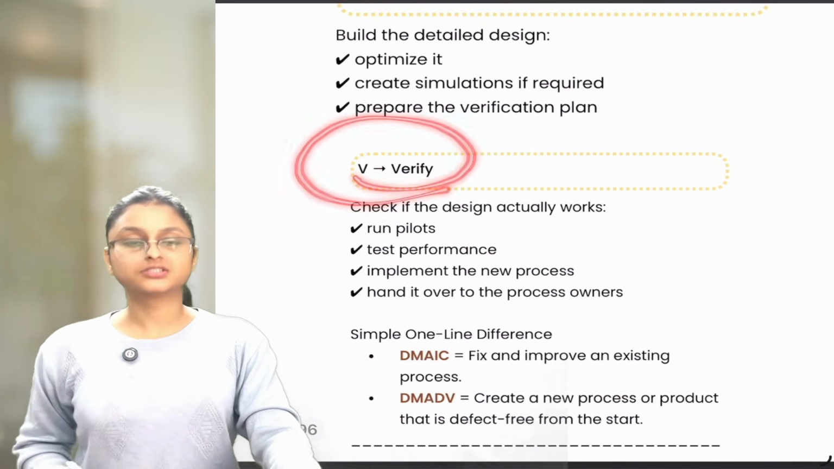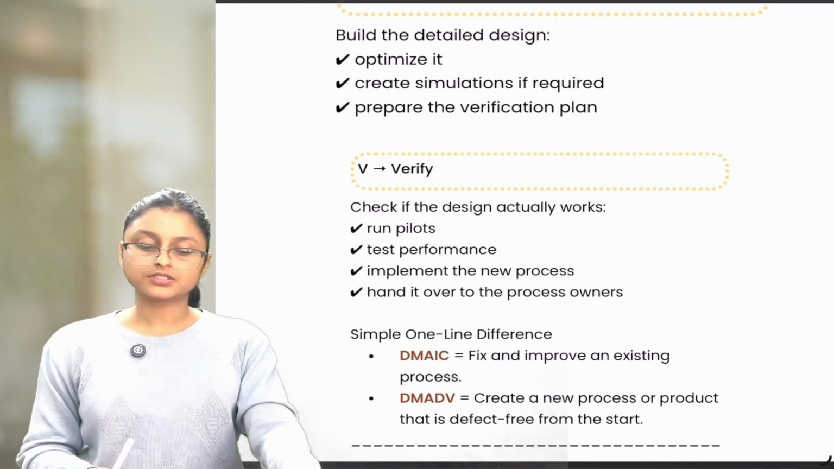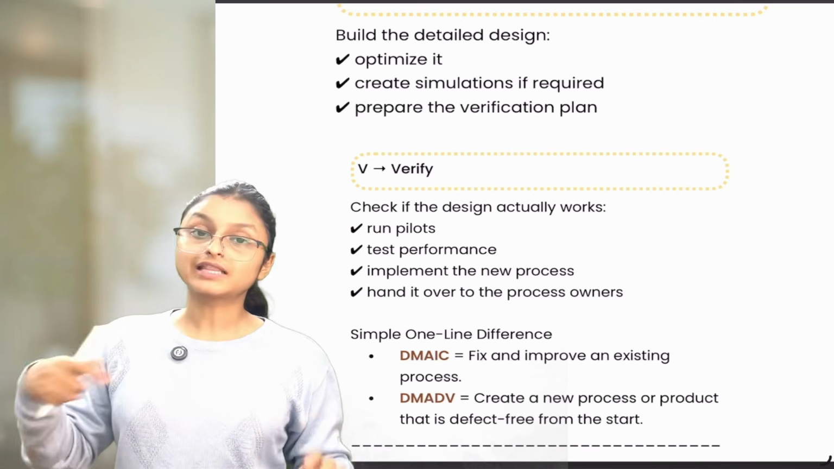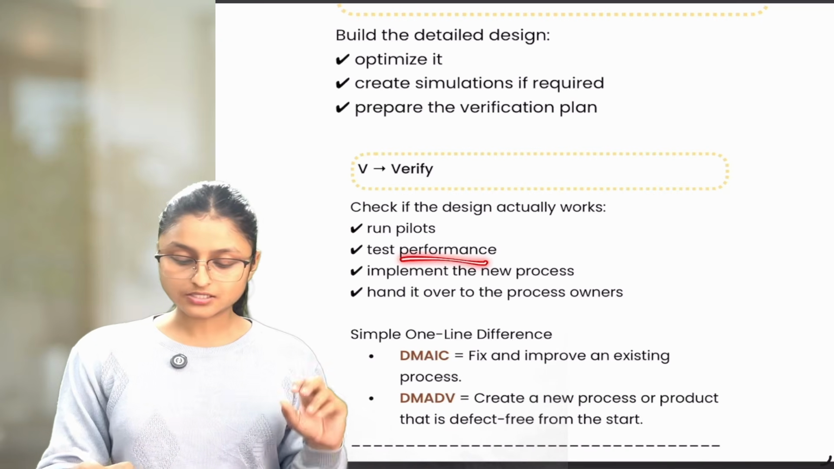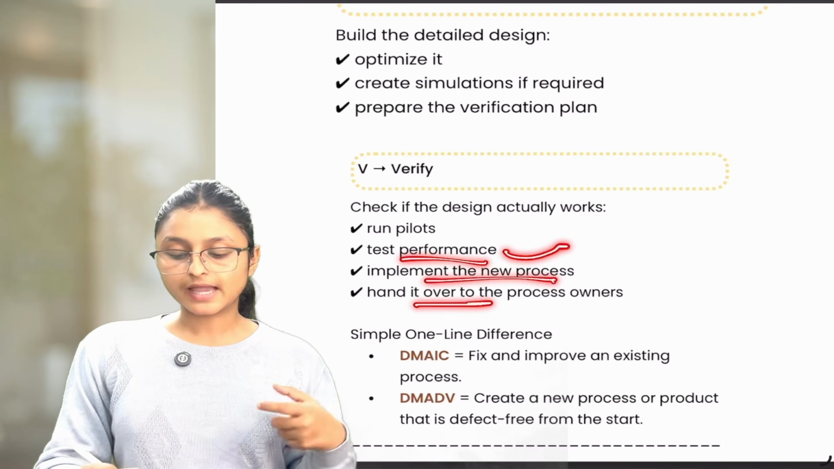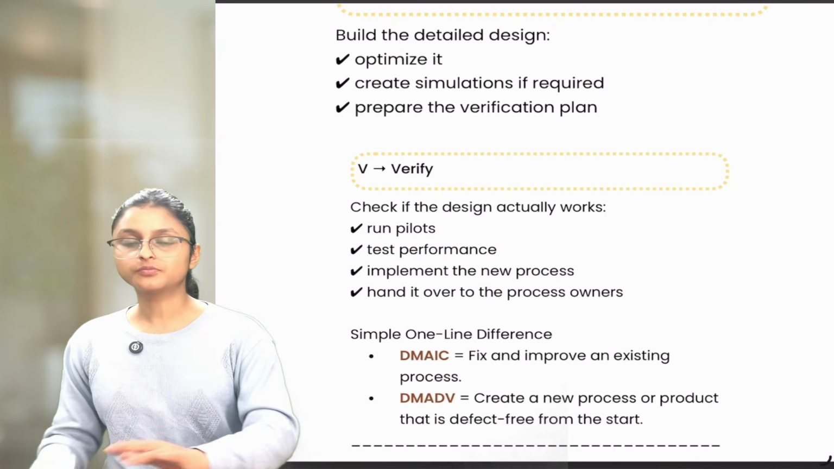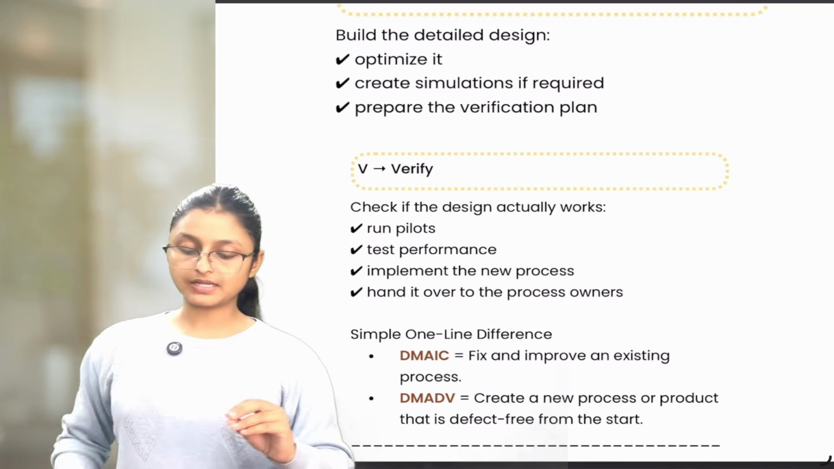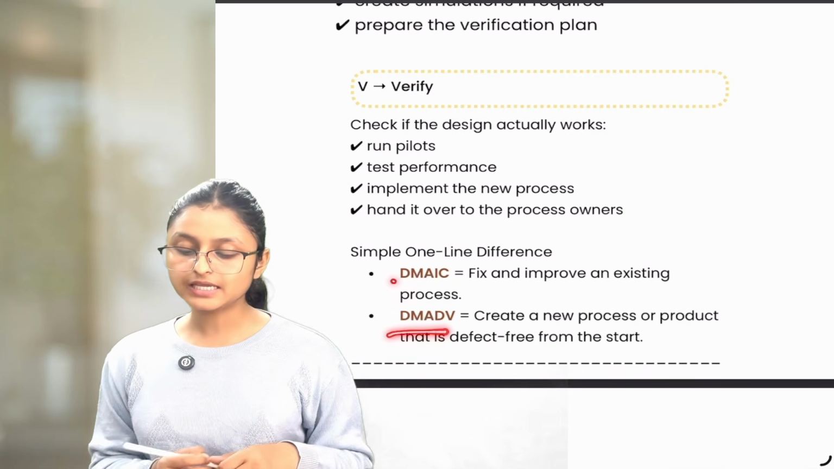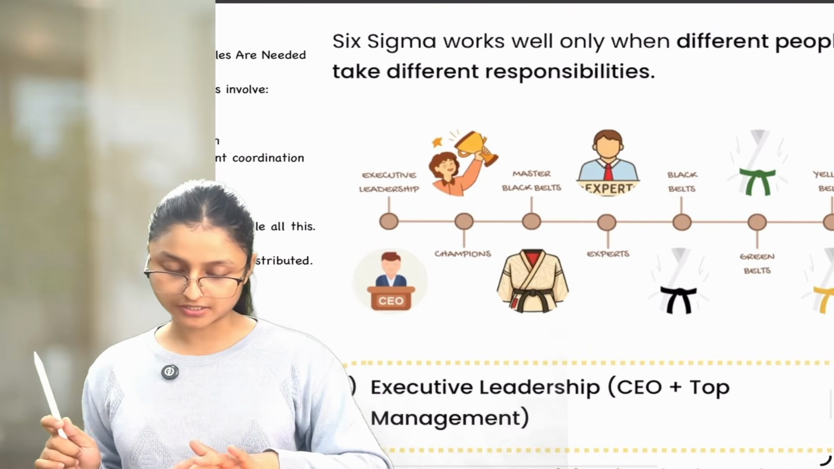Now, the last phase is verify, where you'll check the design to see if it's actually working or not. For this, you can run a pilot. That means you'll first try it once and then apply it to the whole organization. Test how this particular process is performing. Implement the new process and hand it over to the process owner. If the process is working completely fine, you'll hand it over to the process owner. Done. So a simple one-line definition: DMAIC fixes existing processes, and DMADV creates a new process or product that is defect-free from the start itself.